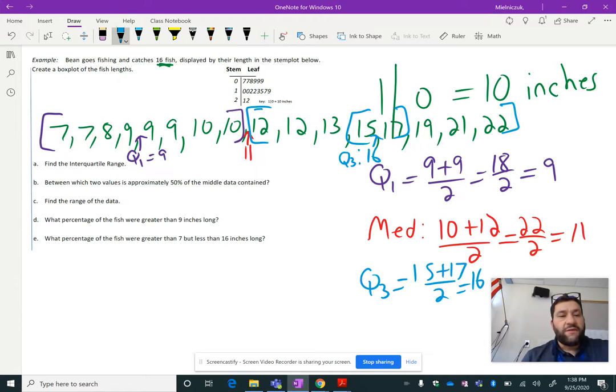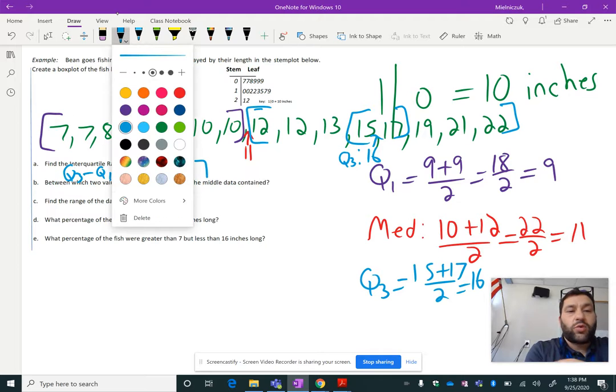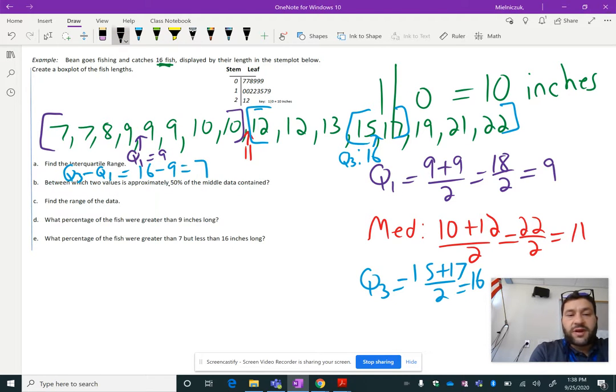Okay, so find the interquartile range. Our interquartile range is Q3 minus Q1, which will equal 16 minus 9. So our interquartile range is 7. Or you can say from 9 to 16, between which two values is approximately 50% of the middle data contained. So the two values for this one would be Q1 and Q3. So 50% of the values are between 9 and 16.